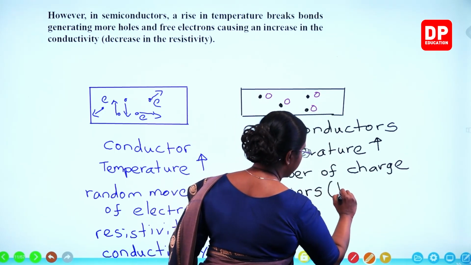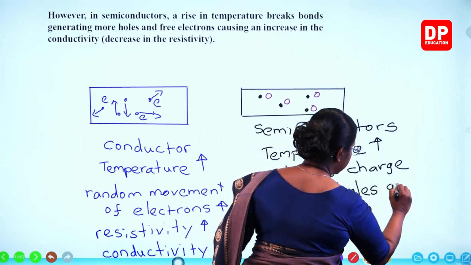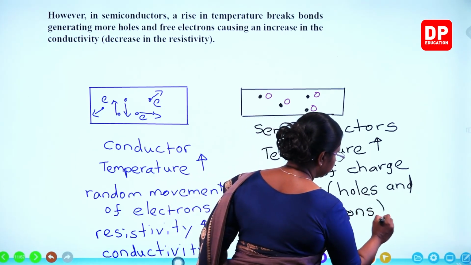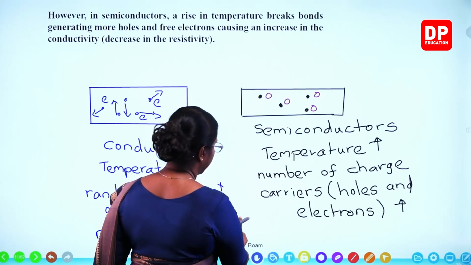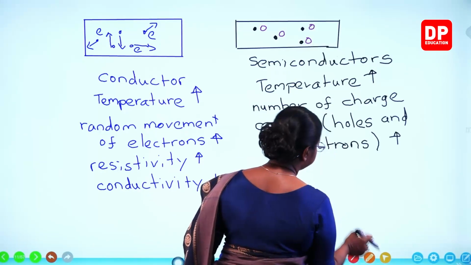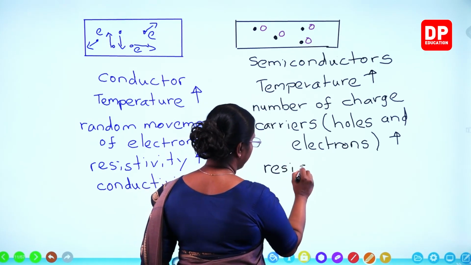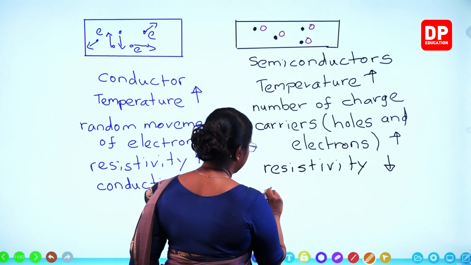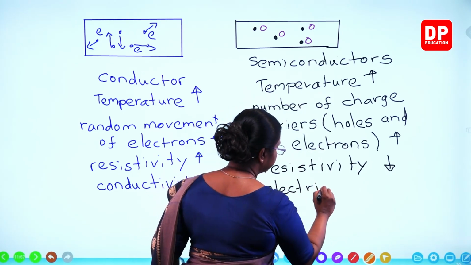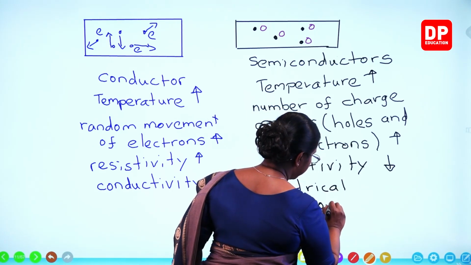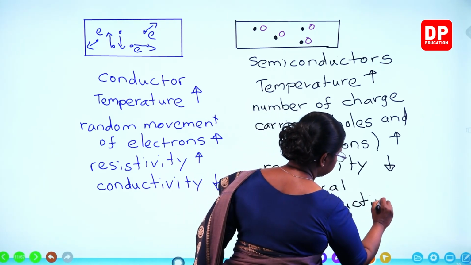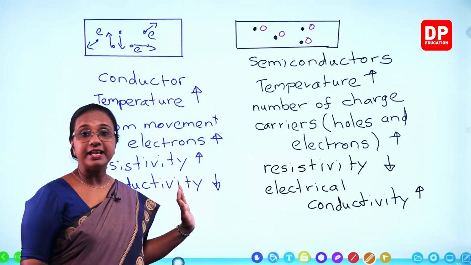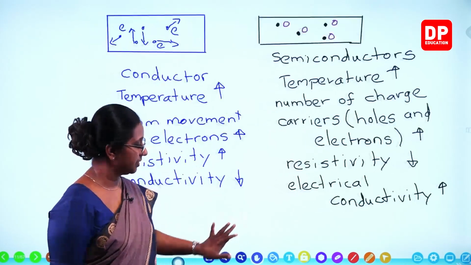Here there are two: holes and electrons. They increase, and because of that, resistivity decreases and electrical conductivity increases. So, can you all understand how a conductor and a semiconductor works?